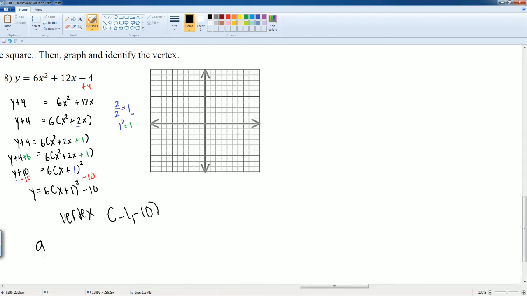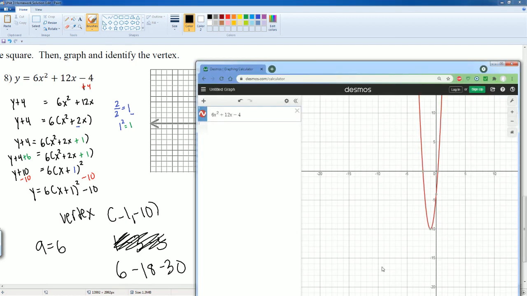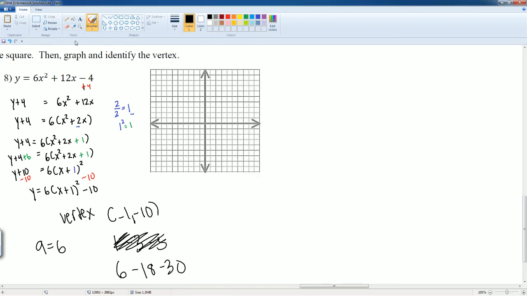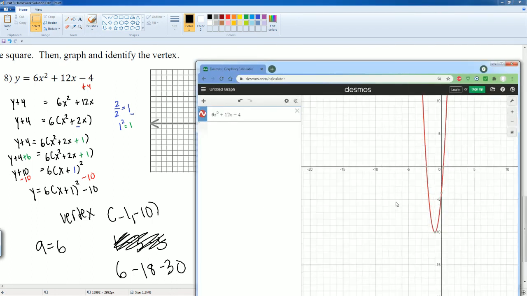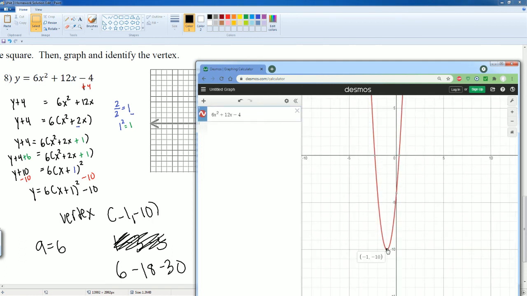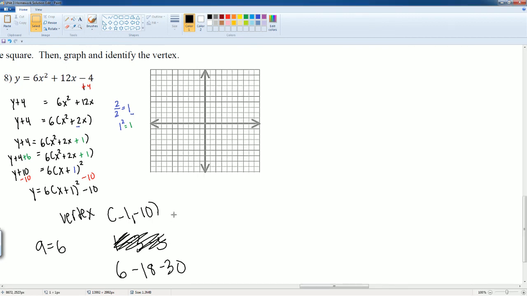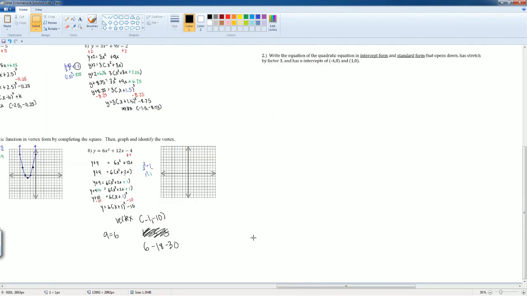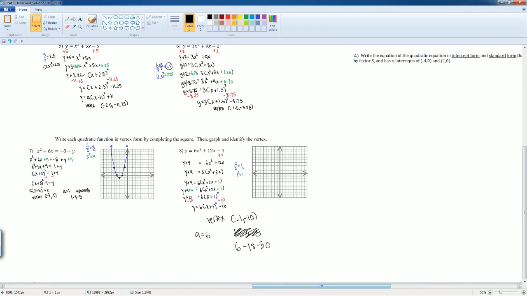If you take a look, a is equal to 6. So you don't do the 1, 3, 5 method. You actually do the 6, 18, 30 method. You multiply this by 6. That's why it looks like this. But I'm not going to graph it by hand, it's going to go off weird. But that's how the graph looks if you want to graph it on Desmos. Okay, there you go. That is how you do 8.